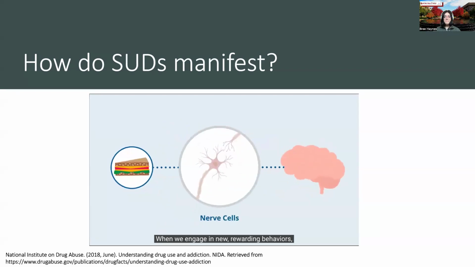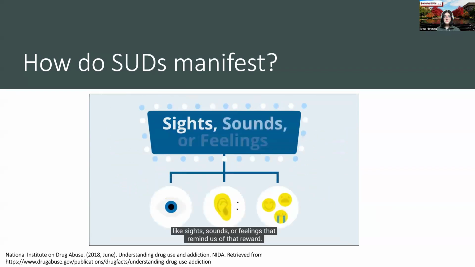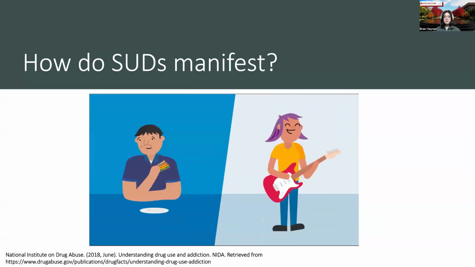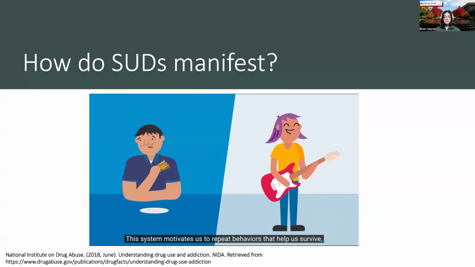Being engaged in new rewarding behaviors, the brain also builds connections between that behavior and related cues, like sights, sounds, or feelings that remind us of them. That's why just walking by a restaurant that smells good can make us hungry. And that's a good thing. This system motivates us to repeat behaviors that help us survive, such as eating, caring for each other, or honing new skills.